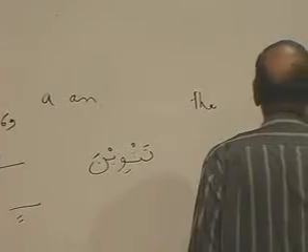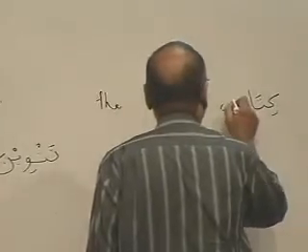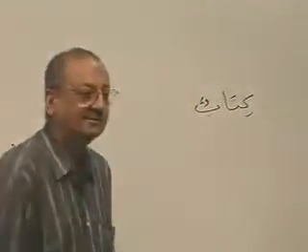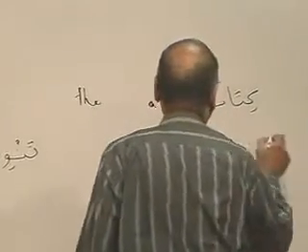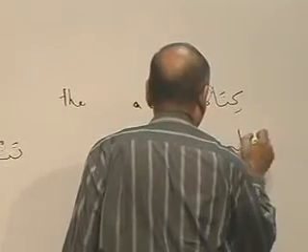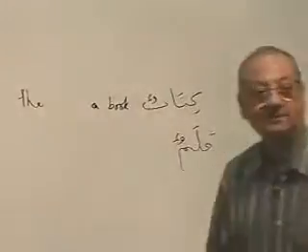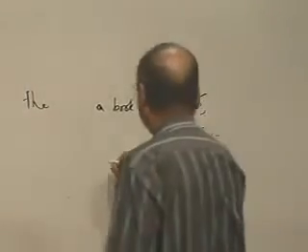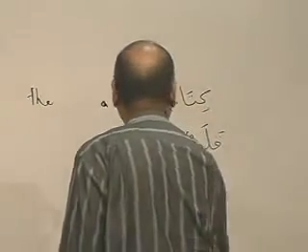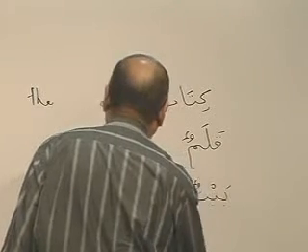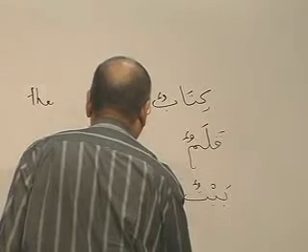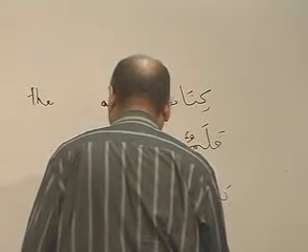If I say kitabun, what is the English? A book. If I say kalamun, a pen. If I say baitun, a house. Right, brothers and sisters?